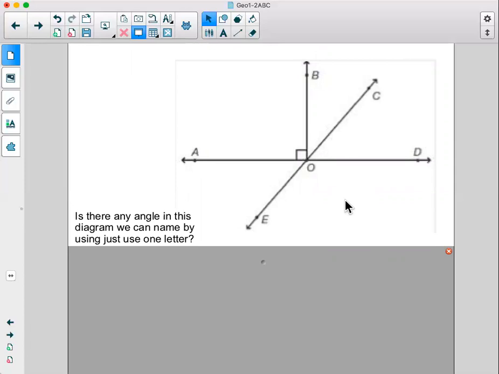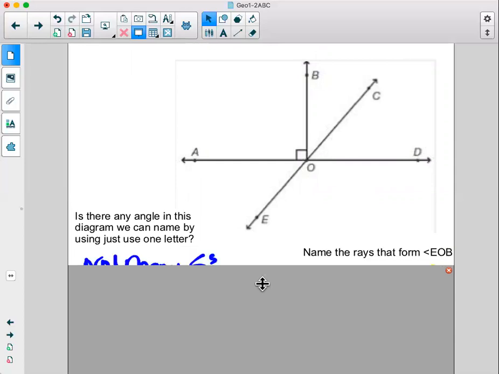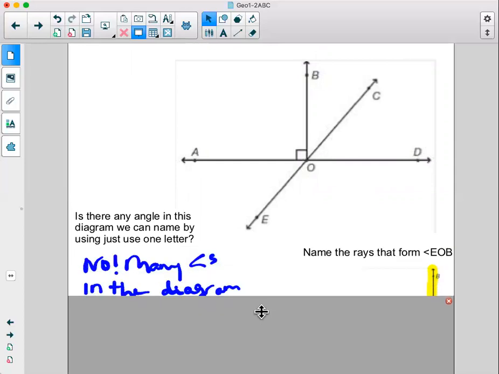Now, have your own paper and pencil ready. Is there any angle in this diagram that could be named by using just one letter? The answer is no, because all of the angles in this diagram have vertex O. And so you could never just name it, hey, angle O, because I wouldn't know if you're talking about this angle or any of them. So the answer is no. You can only use one letter if it's the only angle around.